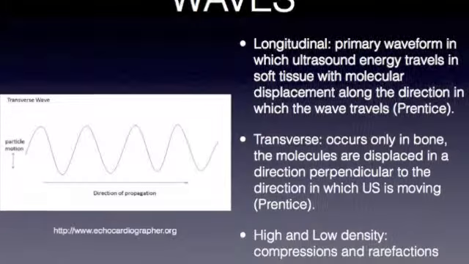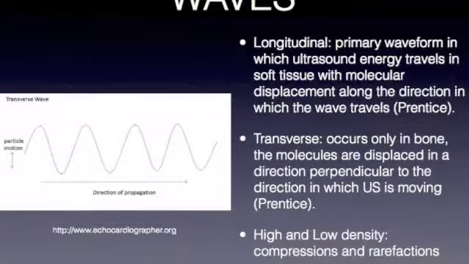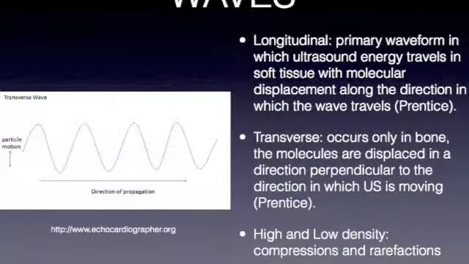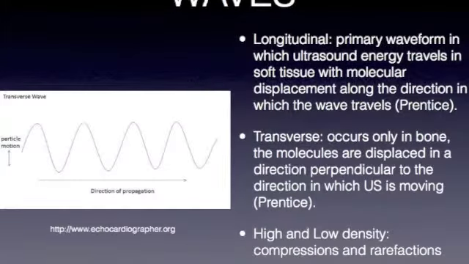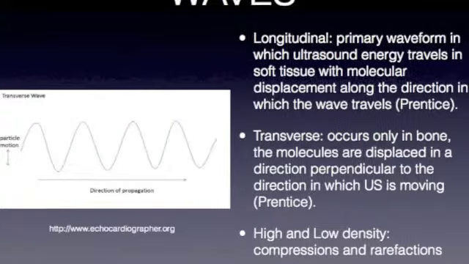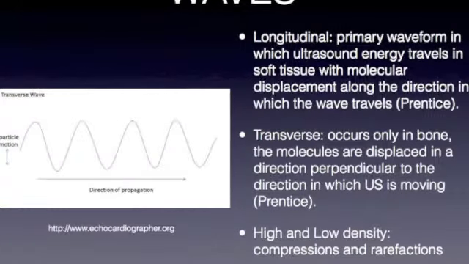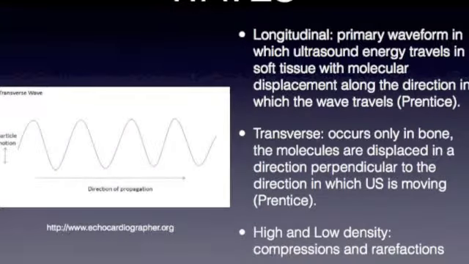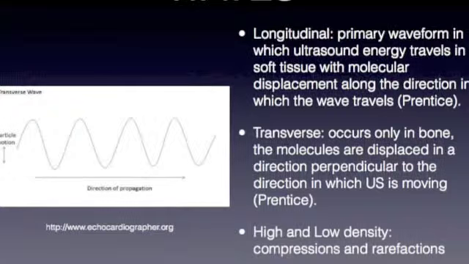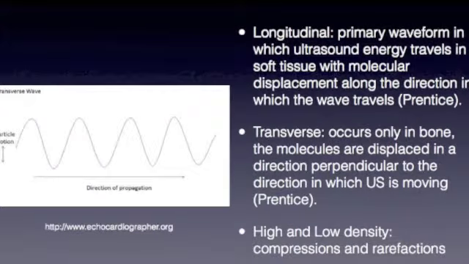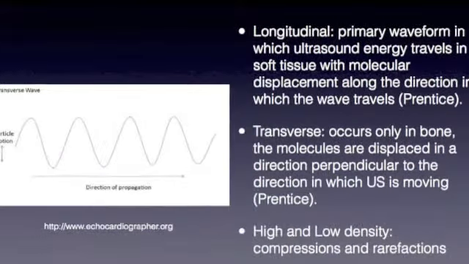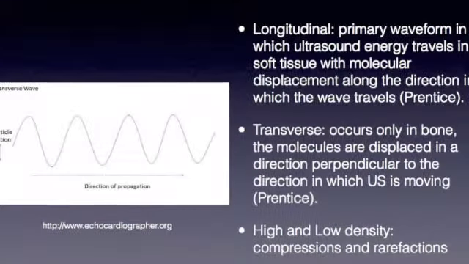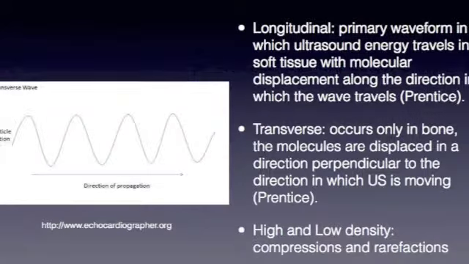There are 2 different types of waves when dealing with ultrasound: longitudinal and transverse. Longitudinal is the primary waveform, and it travels in soft tissue with molecular displacement along the direction in which the wave travels. Transverse occurs only in bone, and the molecules are displaced in a direction perpendicular to the direction in which the ultrasound is moving. And then there are areas of high and low density in each wavelength, and respectively they're called compressions and rarefactions.